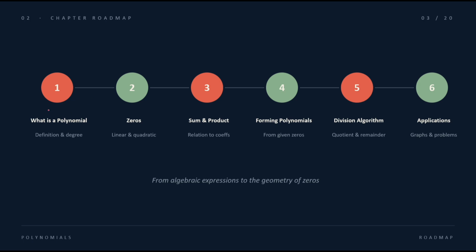At first we will learn what a polynomial is, that is the definition and its degree. After that, we will discuss the zeros, and linear and quadratic polynomials. After that, the sum and product of the zeros and how they relate to the coefficients of quadratic equations. The fourth one is forming polynomials, that is, if the zeros are given, how to form a polynomial. The second last one is the division algorithm, that is quotient and remainder, and the sixth one is applications, graphs and problems.